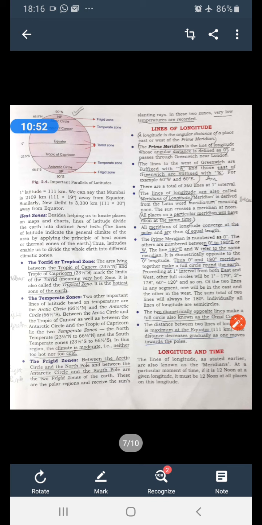So I explained to you earlier that the equator is a great circle because it divides the earth into two equal halves. And all the lines of longitude, along with the equator, are called great circles because all the lines of longitude divide the earth into two equal halves. The distance between two lines of longitude is maximum at the equator, that is 111 kilometers.